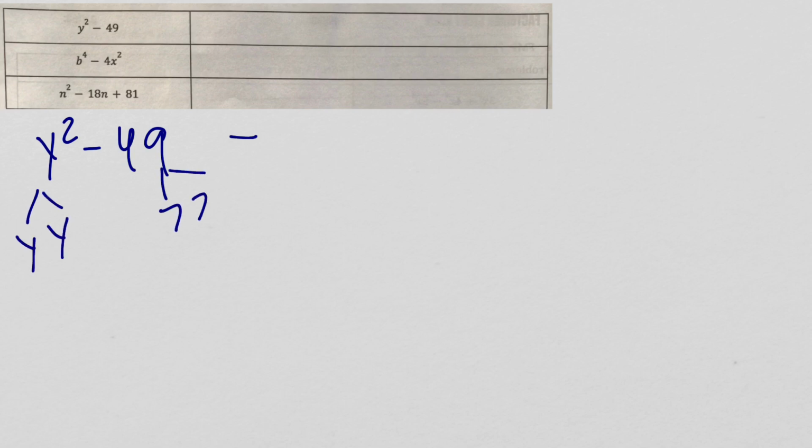On the back of the page, still factoring special polynomials. This is still difference of perfect squares for this one. Y squared minus 49. We got y and y. 7 times 7. So when I factor it, it's y plus 7, y minus 7.